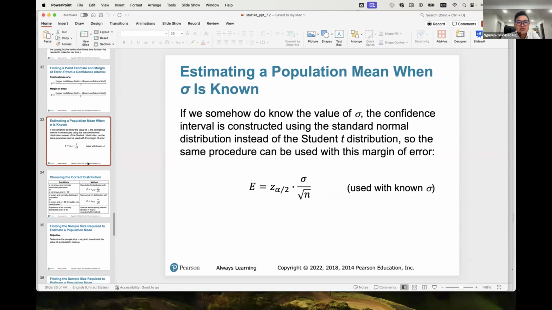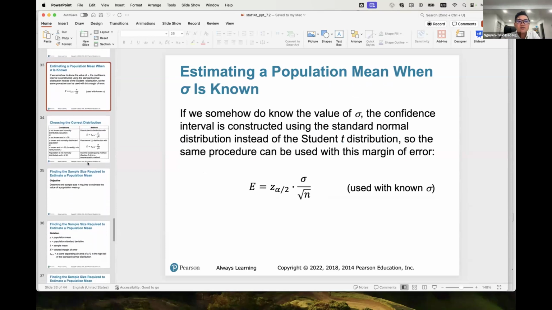Estimating a population mean when sigma is known. In the previous example, did you notice that we don't have sigma? Sigma is unknown. But if sigma is known, we can have a faster way to calculate E, the margin of error. We use Z alpha over 2 times sigma over square root of n. Sigma over the square root of n here is the standard error, right? Correct. And the margin of error equals the critical value multiplied by that one, SE.